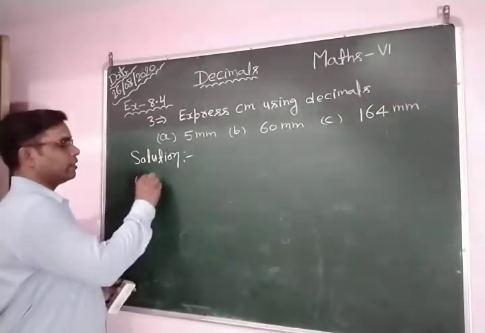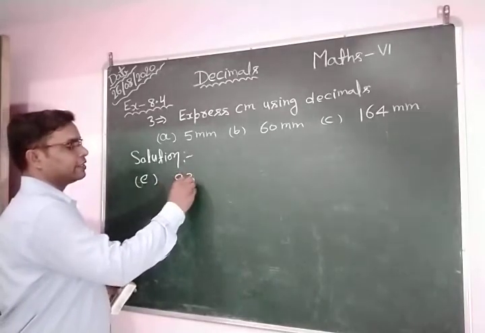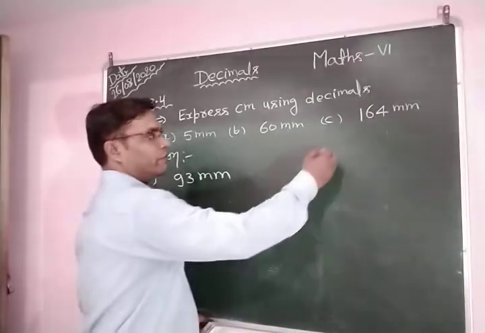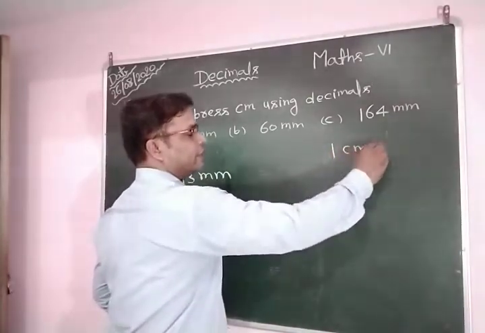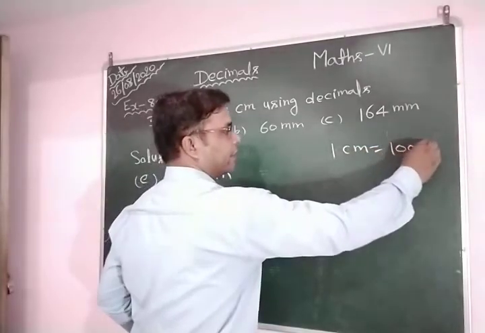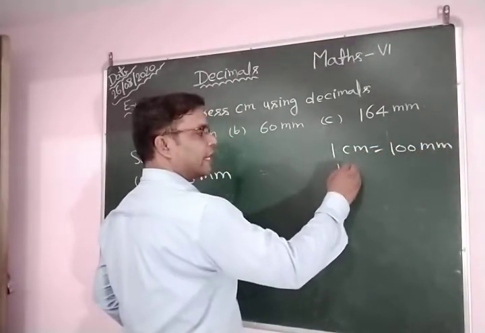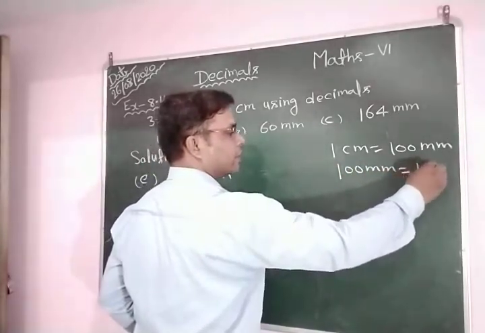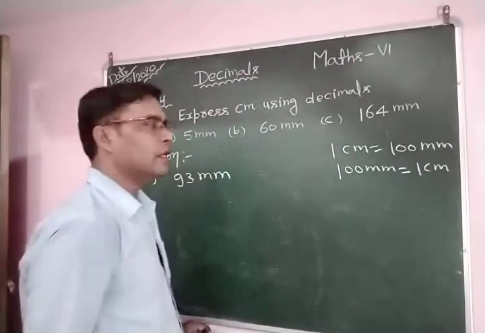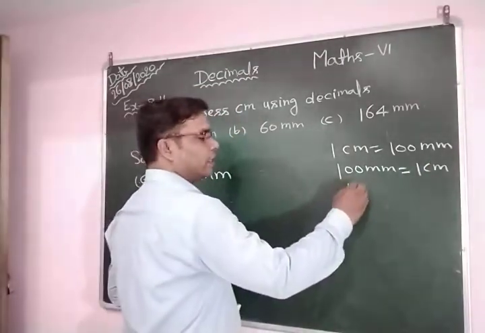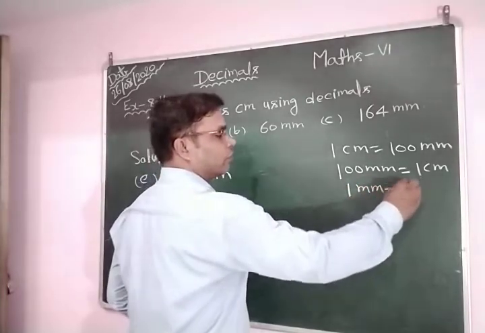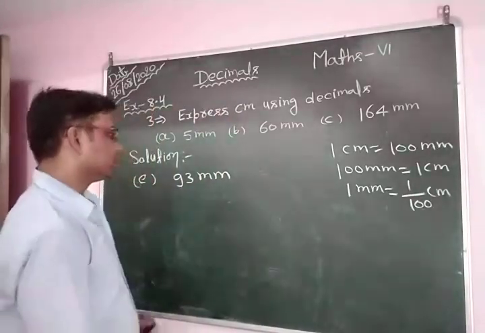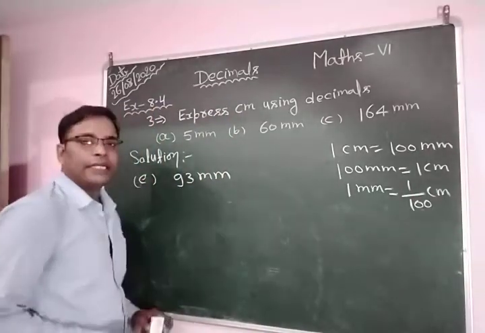Okay, this is given 93 millimeter. So you have 1 centimeter. This is equal to 100 millimeters. Simply you can write it 100 millimeter is equal to 1 centimeter. But also you can write 1 millimeter is equal to 1 by 100 centimeters.